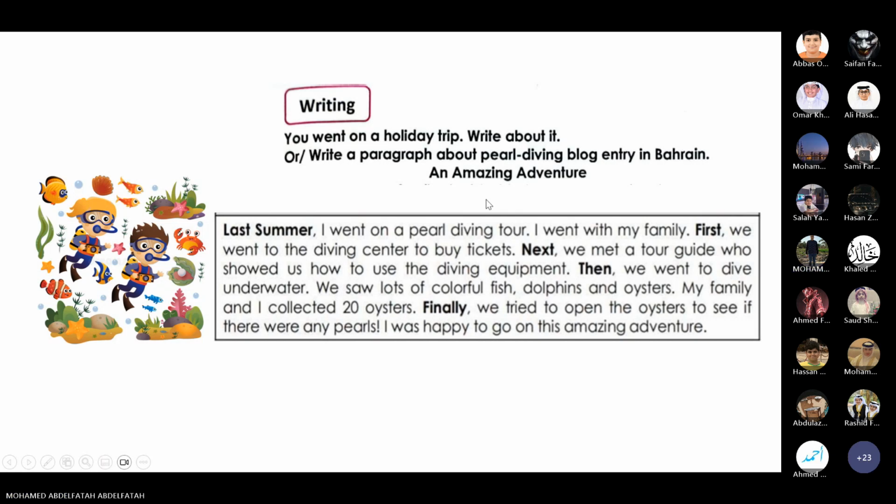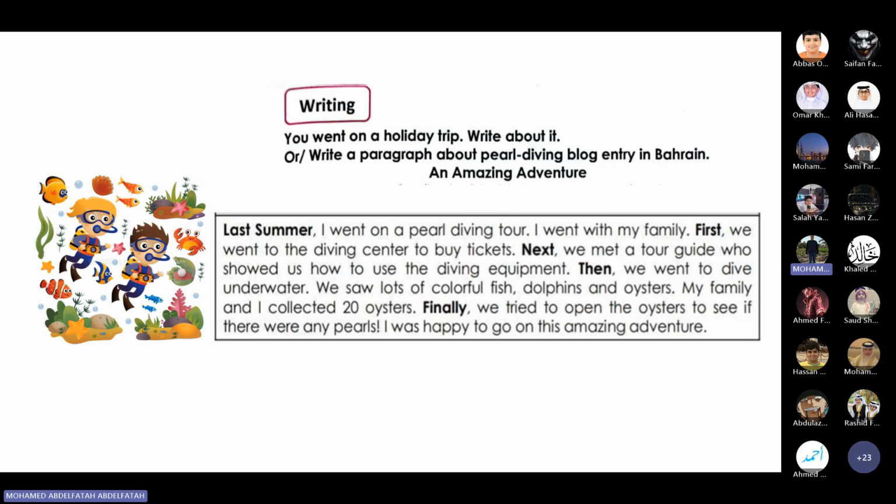Remember, language is a skill and you can write your own ideas. Don't depend on this only. This is just a model to help you write in the coming exam, but you can use your own ideas and this is better. In my opinion, it's better to write your own ideas. We only help you to write. We only give you some ideas to write.